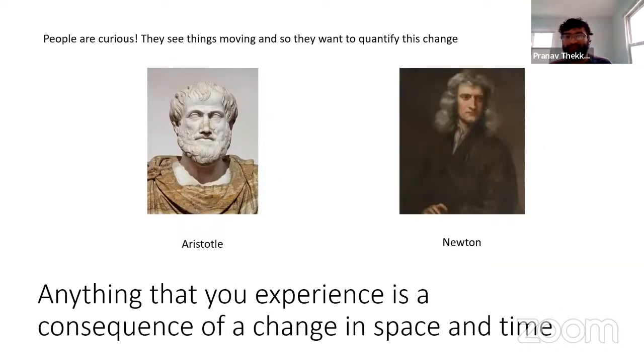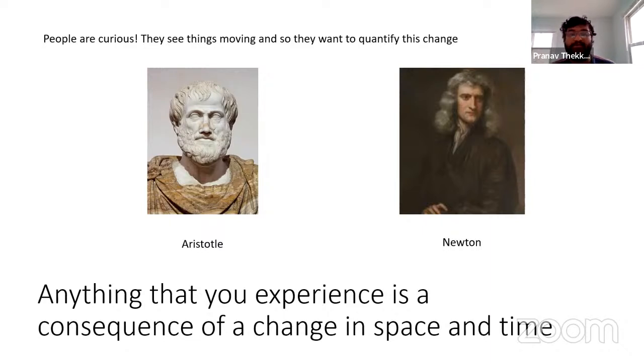So first off, a little bit of history, because everybody likes history. People have always been curious. They want to know why things work, how things work, and so on. They see things moving, and so they want to quantify this change. I'm waving my hand, so you want to see how exactly this hand is moving. A train is moving; you want to see how fast the train moves, what the weight of the train is, and so on and so forth. People are always curious about these kinds of change.